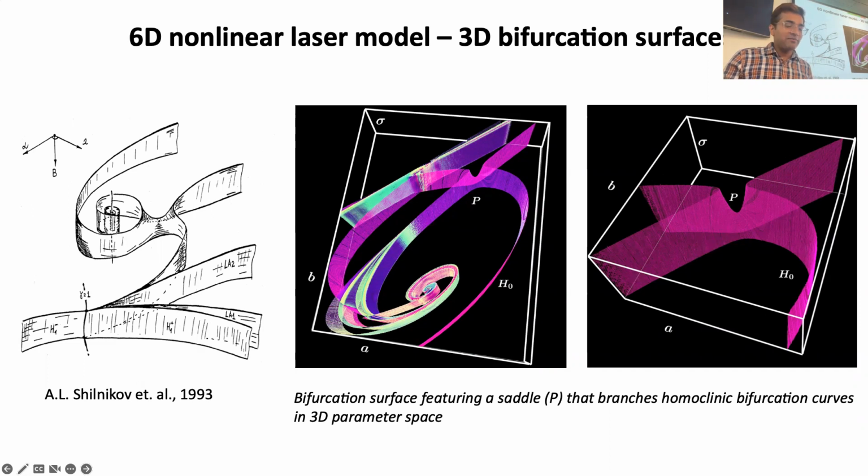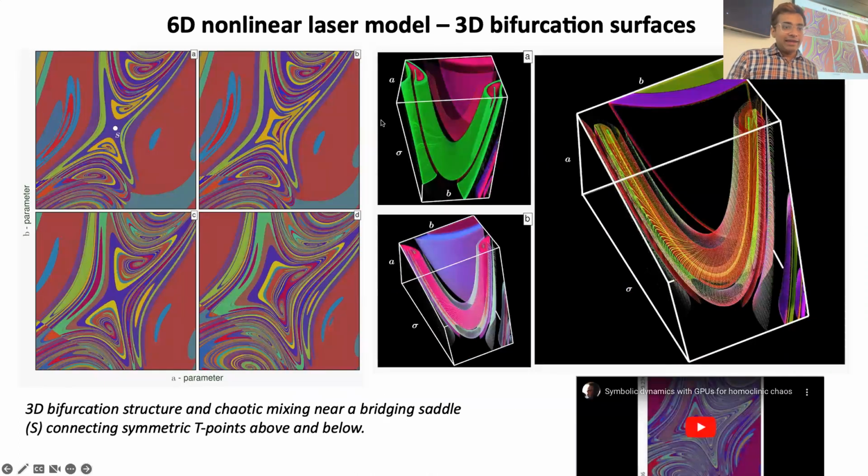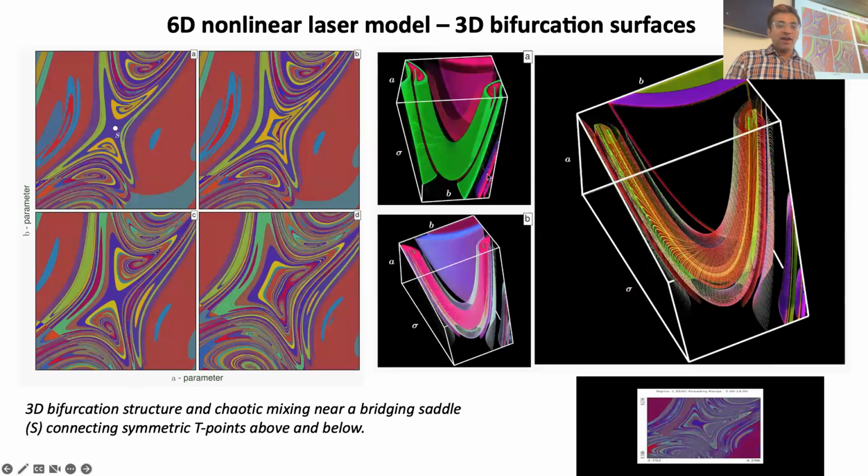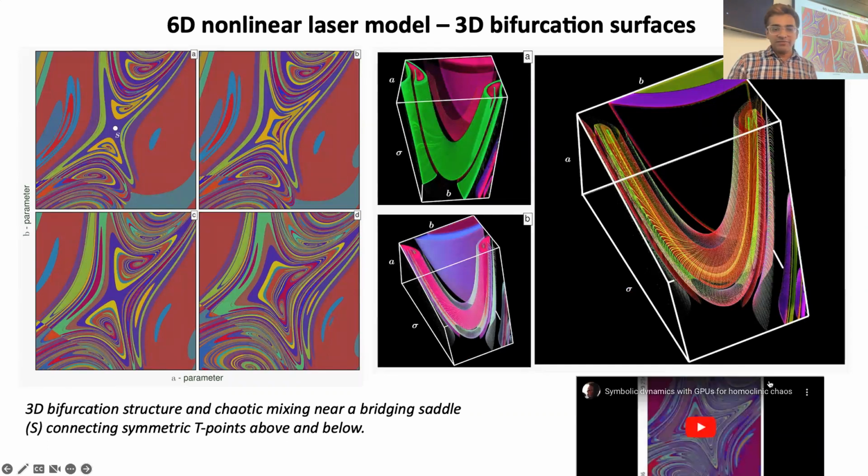So this was a hand-drawn figure from 1993, showing how this is supposed to look near a parametric saddle in the 3D space. Here, it is actually reproduced using this GPU parallelization and symbolic method. And again, here, these are 2 T-points above and below this parametric saddle. And how is it embedded in the 3D space? We can study that by constructing this detailed 3-dimensional bifurcation surface.